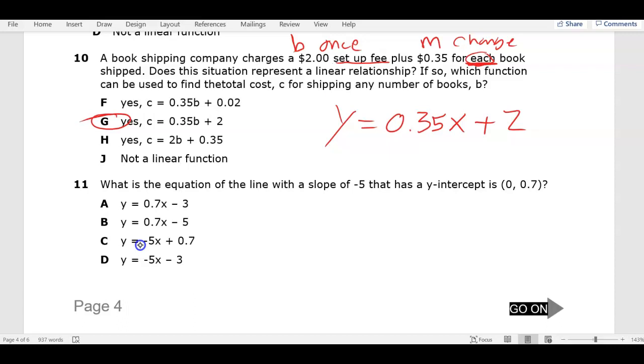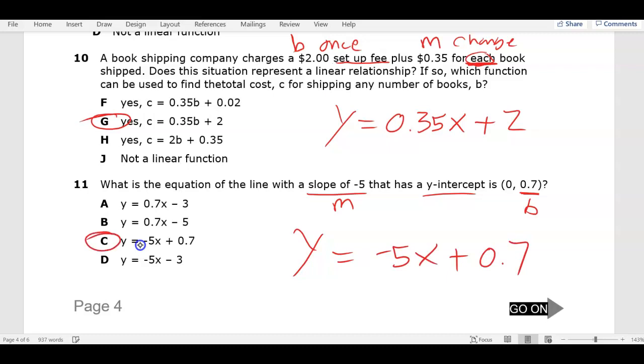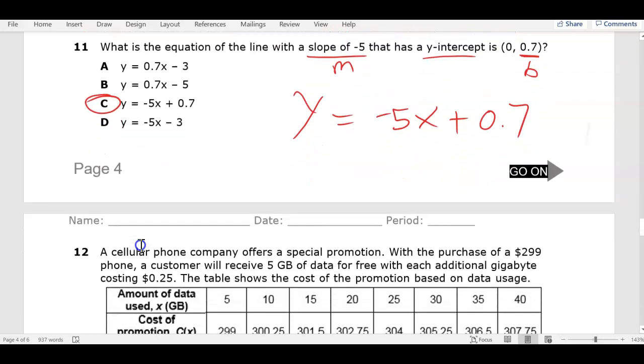Now in this one, it says the equation, what's the slope? If the slope is -5 and the y-intercept is 0.7, then that 0.7 is my b, -5x plus 0.7. Look at that. All right, let's keep her going.